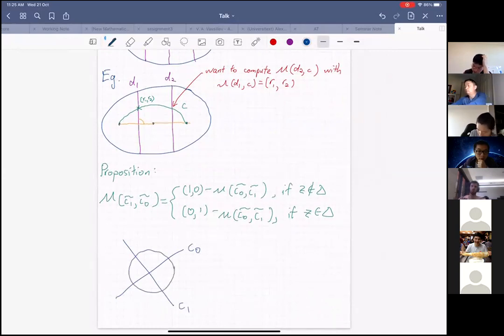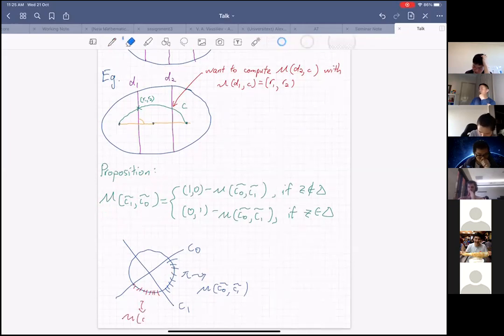So mu C0 C1, where do you get it? You can get it here from this path. That gives you mu C0 C1. But now in this case, you want to compute mu C1 C0. So what path can you pick? You can pick this one. This path will give you mu C1 C0, right? Because this is clockwise, so I'm picking the right one. So C1 to C0.